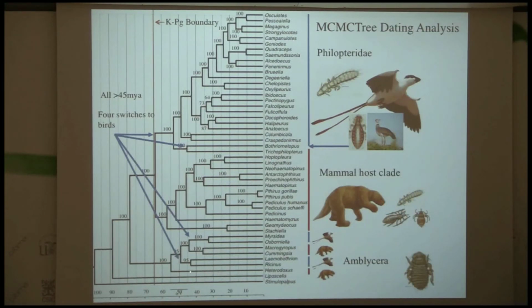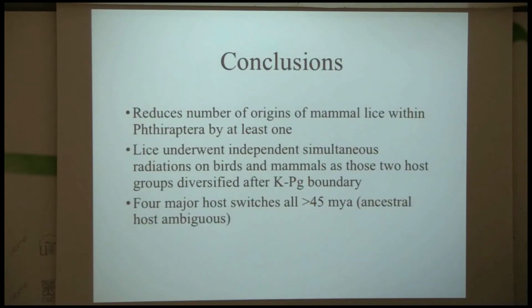But all these radiations happen between about the Cretaceous-Paleogene and about 45 million years ago. So their switches are very old, and they've been very stable on birds and mammals since that time. So the conclusions here: we reduce the number of origins of mammal lice within lice by at least 1. Lice underwent simultaneous radiations with birds and mammals as the 2 groups diversified after dinosaurs went extinct. And there's 4 major host switches. We're a little bit uncertain in the direction, but they all occurred over 45 million years ago.